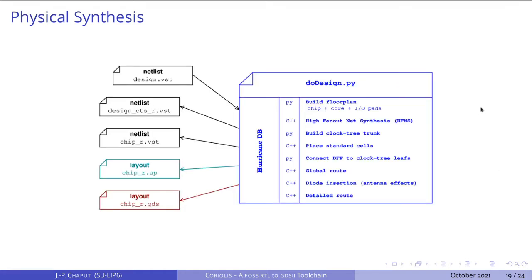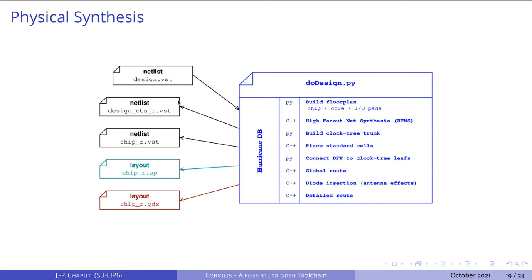Now, the physical part of the flow. The place and route is not done through makefile rules, but through a single Python script. This is the script you will have to modify to achieve your place and route and to achieve a correct design. So what does this script do?